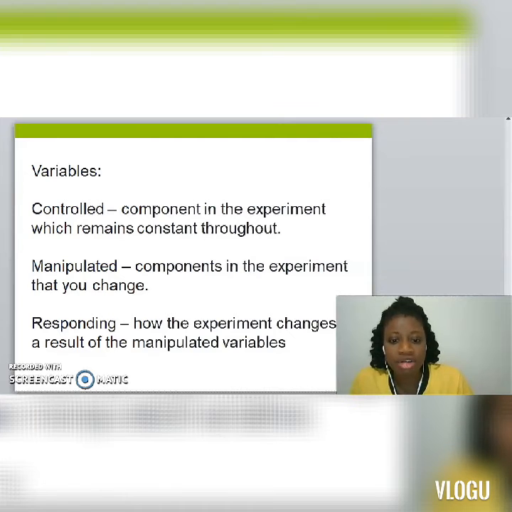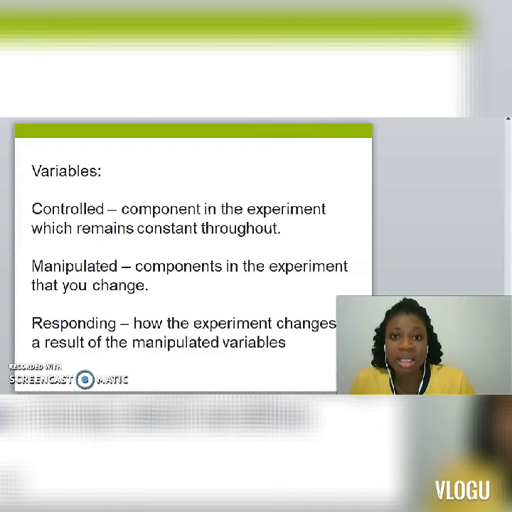Then you have your variables. There are three types of variables. You have your controlled, manipulated, and your responding variable. Your controlled variable is the component that is constant. So what would be constant in the experiment that we're talking about could be something like the amount of time that each person would brush their teeth, the amount of times per day, or the amount of toothpaste used. So that would be constant throughout. Also what could be constant is that both of them rinse with water, or both rinse with the same mouthwash.